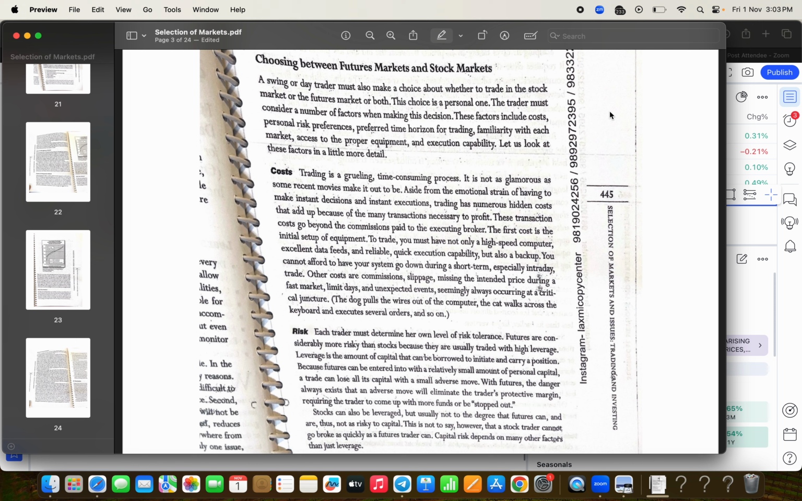Choosing between futures markets and stock markets. A swing or day trader must also make a choice about whether to trade in the stock market or the futures market, or if you want to trade in both of them. This choice is a personal one. The trader must consider a number of factors when making this decision. These factors include costs, personal risk preferences, preferred time horizon for trading, familiarity with each market, access to proper equipment, execution capability, and so on. So, first, let's talk about the cost which is involved in stocks, as well as the cost which is involved in futures.